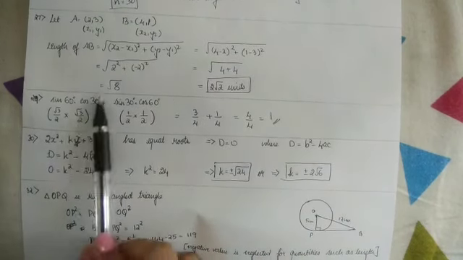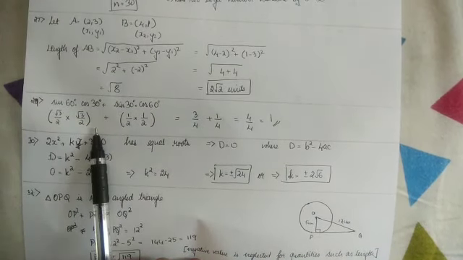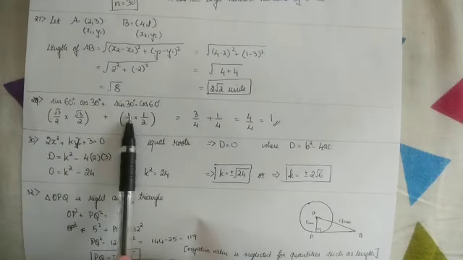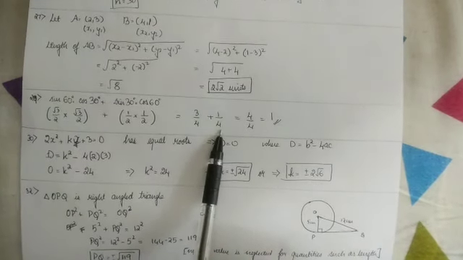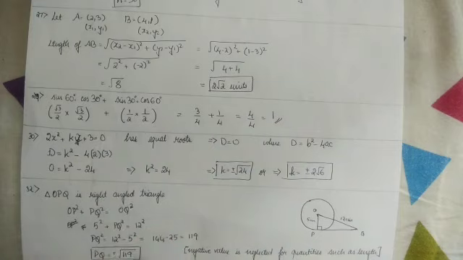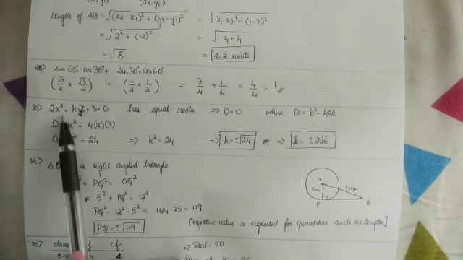Moving on to 29. Sin 60 into cos 30 plus sin 30 into cos 60. On substituting the values directly, you get root 3 by 2 into root 3 by 2 plus half into half. That is 3 by 4 plus 1 by 4. That is 4 by 4 equal to 1. Moving on, 30th question solution.